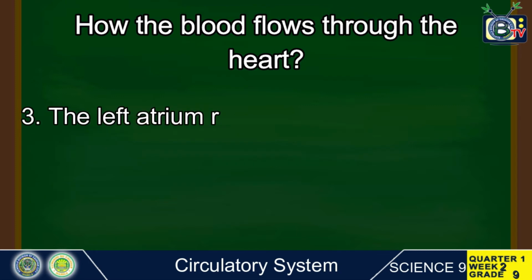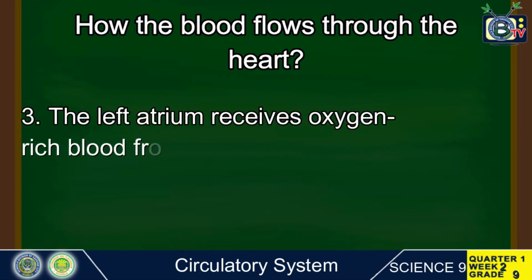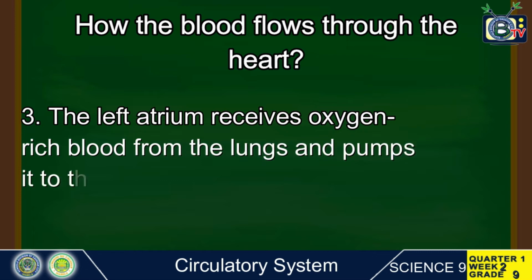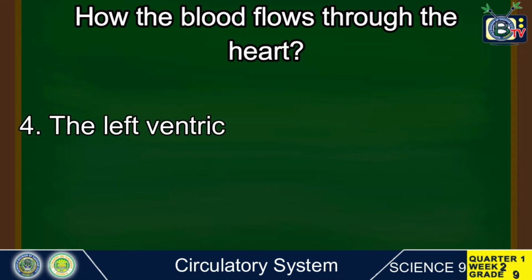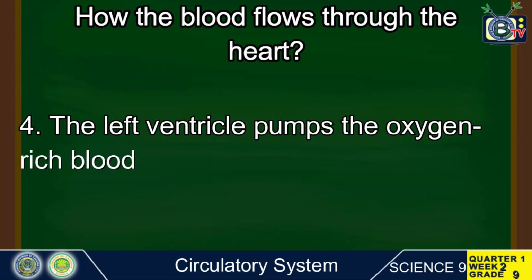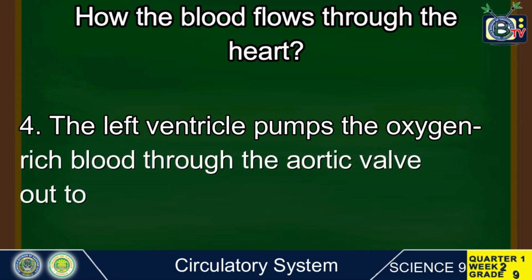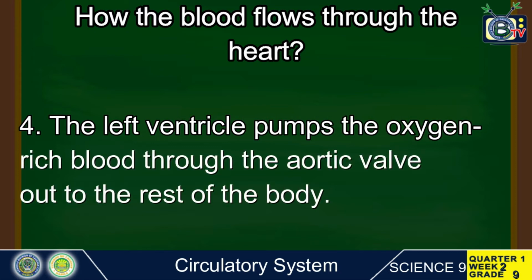Number 3, the left atrium receives oxygen-rich blood from the lungs and pumps it to the left ventricle through the mitral valve. Number 4, the left ventricle pumps the oxygen-rich blood through the aortic valve out to the rest of the body.